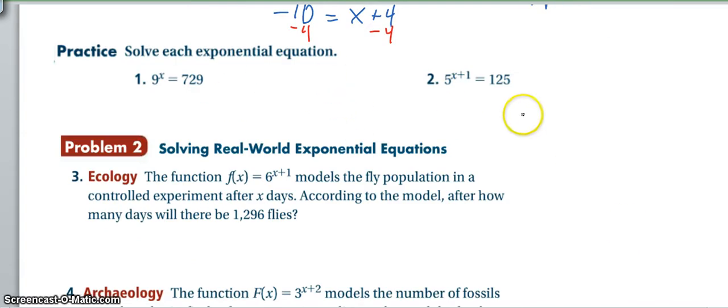Try to solve 1 and 2 on your own to make sure that you're solid on these skills. Pause the video and take care of that.